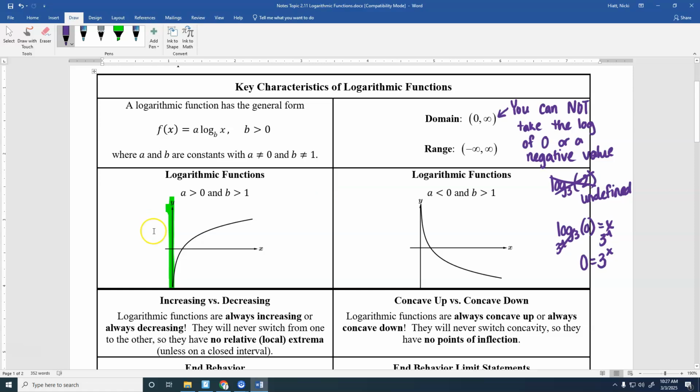Now the range is unrestricted. It's negative infinity to positive infinity for this. So this picture right here, this first one, is the one you really need to have memorized, because that would just be the basic log function.